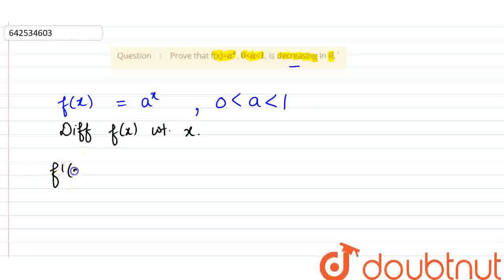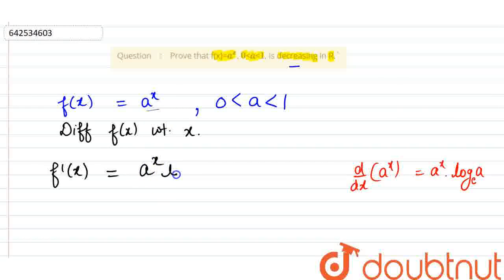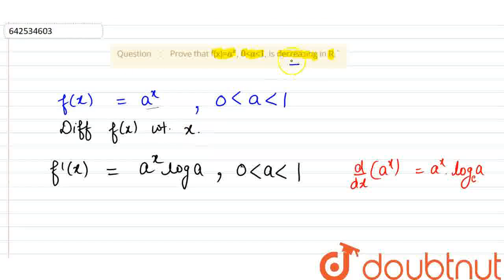So this will give f dash x, and we know the derivative of the function a raised to power x is a raised to power x into log a, where log a is in the natural base e. So we have a raised to power x log a, and the condition is 0 is less than a less than 1. Now we have to show that this is a decreasing function.